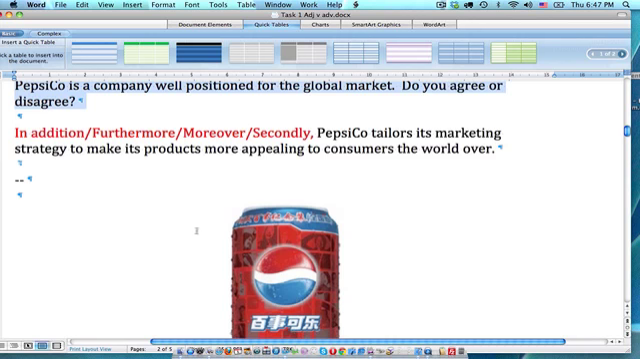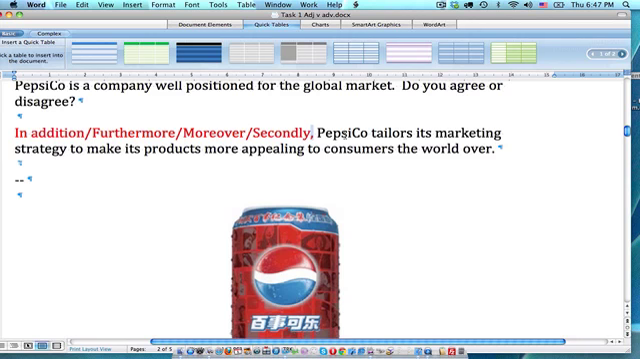Okay, so what you see up here is a sentence. Now these are various phrases that you can use to show additional information. Okay, so we have in addition, furthermore, moreover, secondly. And please, in this video, note where you see commas, because this is very important. If you see a comma, that means it absolutely must be there. And if it's not, then the sentence will likely read awkwardly and you will lose marks in your exam.